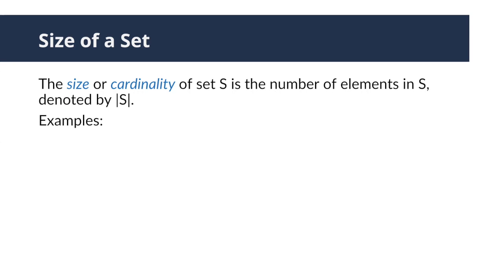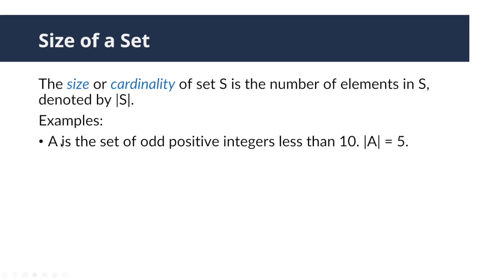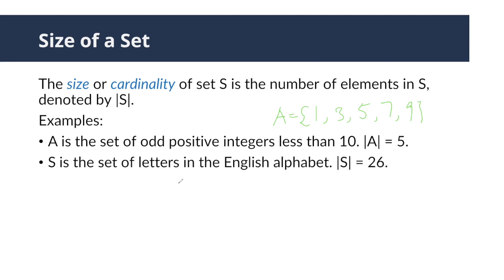Let's see some examples. If set A is the set of odd positive integers that are less than 10, then we know that A consists of 1, 3, 5, 7, 9. Therefore, the size of A is 5. If S is the set of letters in the English alphabet, then we know that the size of S is 26.